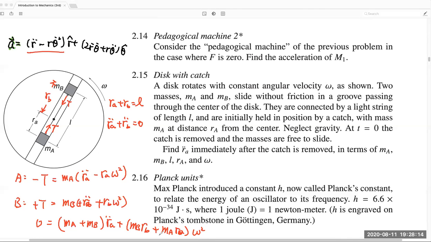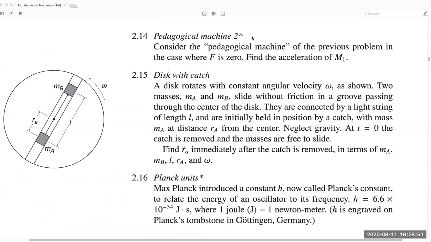Should be minus, right? MBRB minus MARA. Oh right, I multiplied the left one on both sides. Okay, no question. So then let's go on.